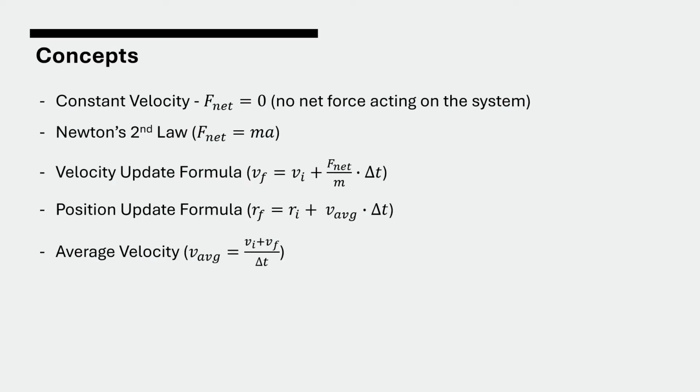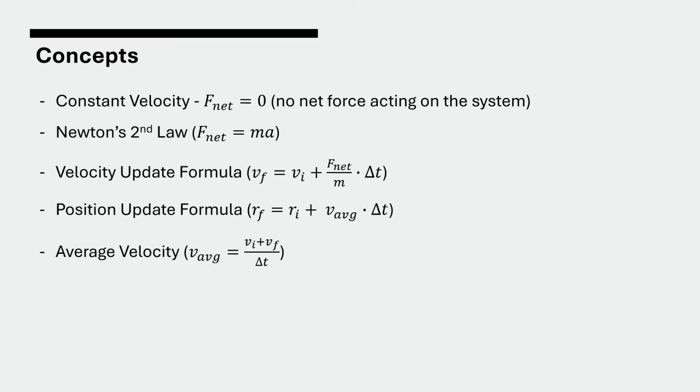Some of the concepts that we'll be talking about in this video are constant velocity and Newton's second law, which are actually very related. When the net force is equal to 0, the velocity is constant. Newton's second law says net force equals mass times acceleration, so because the system, the ball, has a mass, and net force is equal to 0, acceleration has to equal 0, and because acceleration is equal to 0, there's no change in velocity. In the velocity update formula, final velocity equals initial velocity plus net force over mass times change in time. Because the net force is 0 and the acceleration is 0, acceleration equals net force over mass, therefore the final velocity should be equal to the initial velocity.